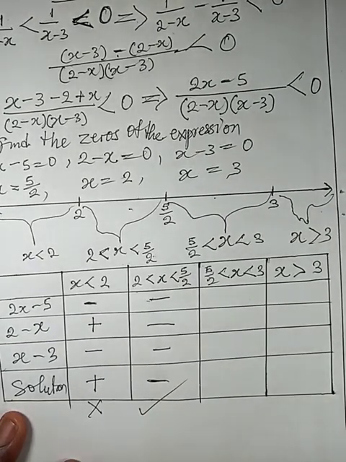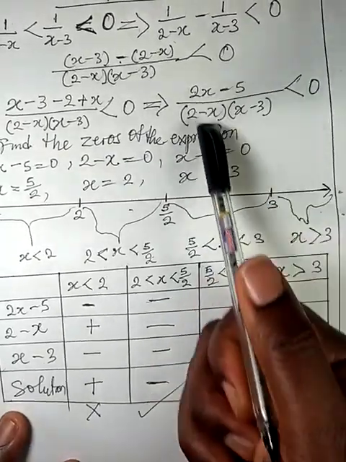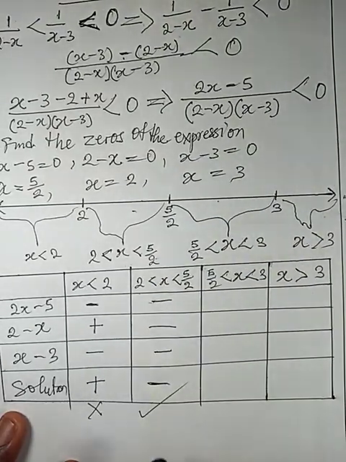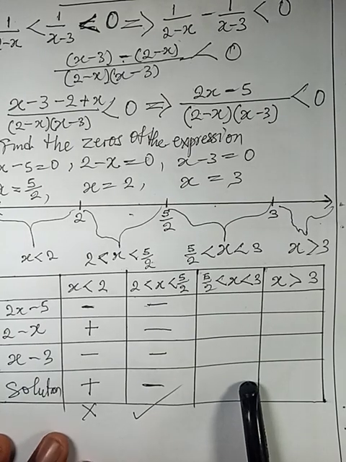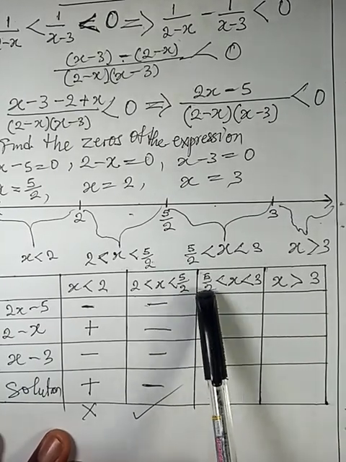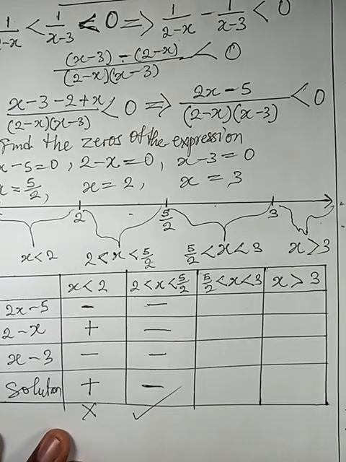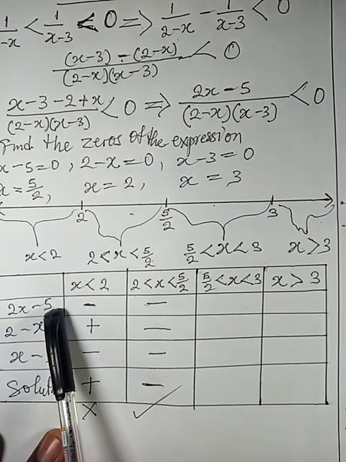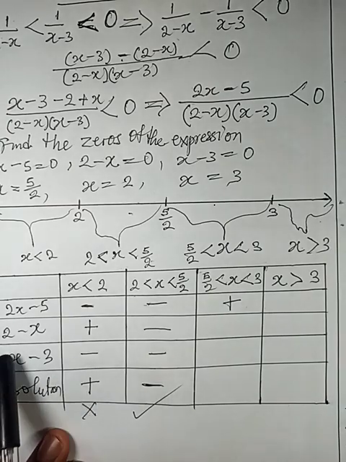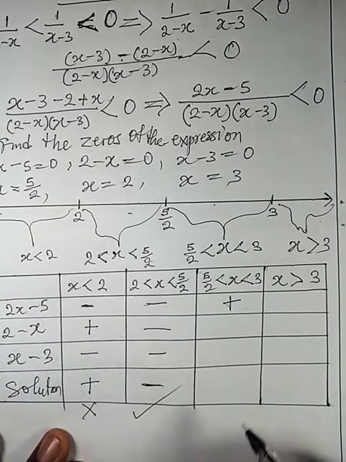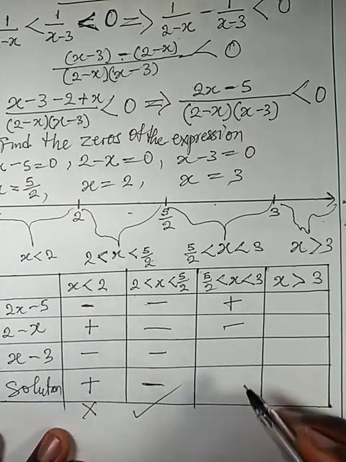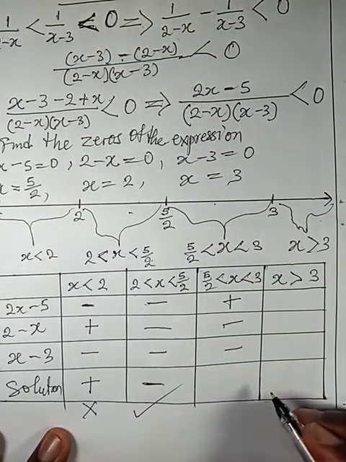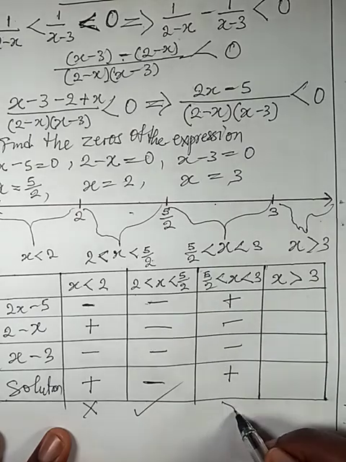So we are taking this because this is telling us that this expression, after doing all this within this interval, is less than 0. That's a negative number. So we'll move to the next one. Between 2.5 and 3, what do we pick? Let's pick 2.9. 2 times 2.9 is definitely greater than 5. So this will give me positive. 2 minus 2.9 will give me negative. 2.9 minus 3 will give me negative. Multiplying all through or solving what we have here, you have a positive. So we are not taking this.